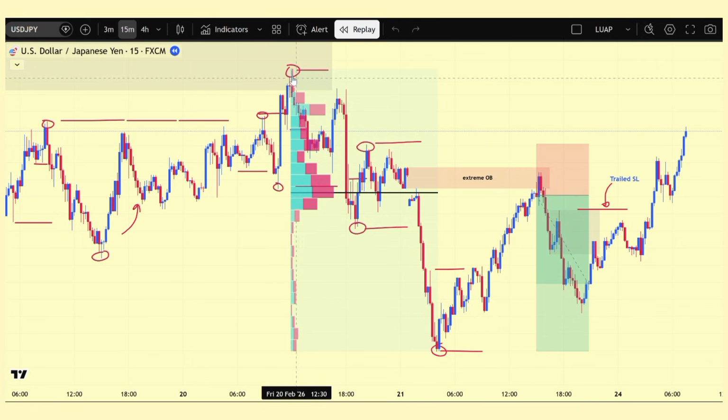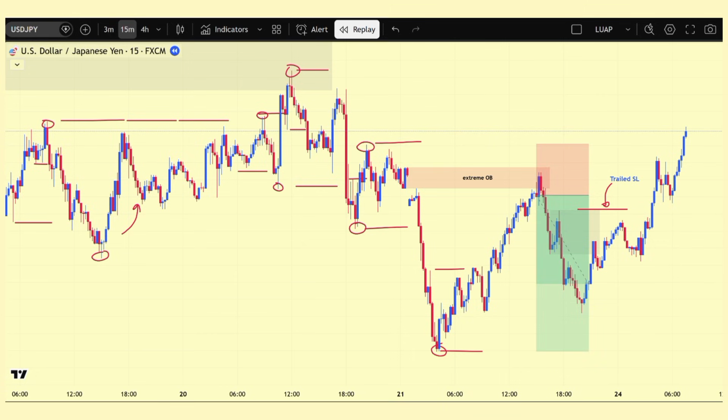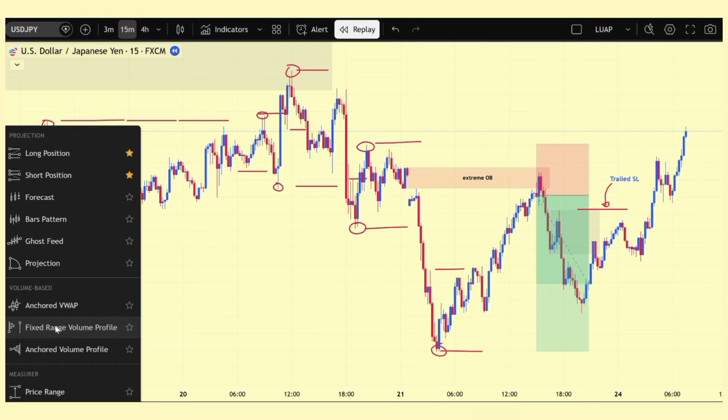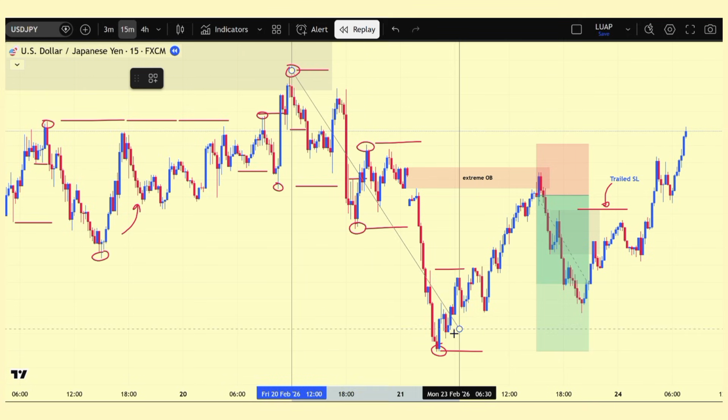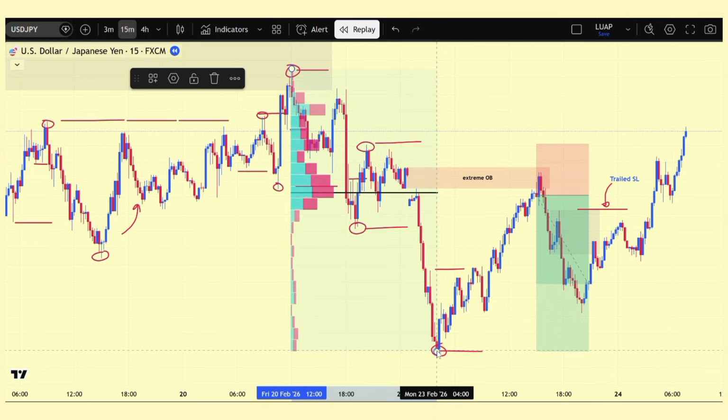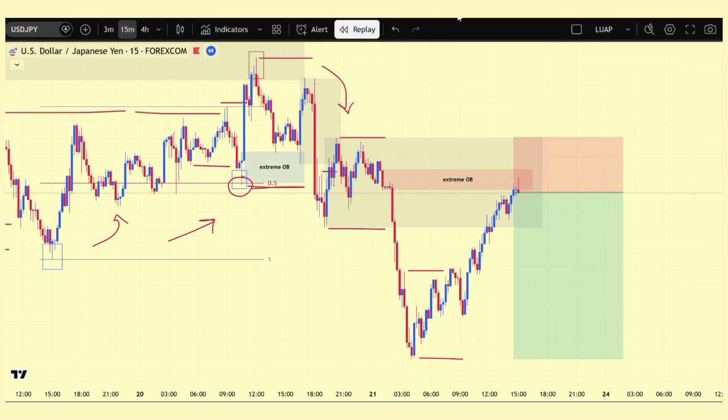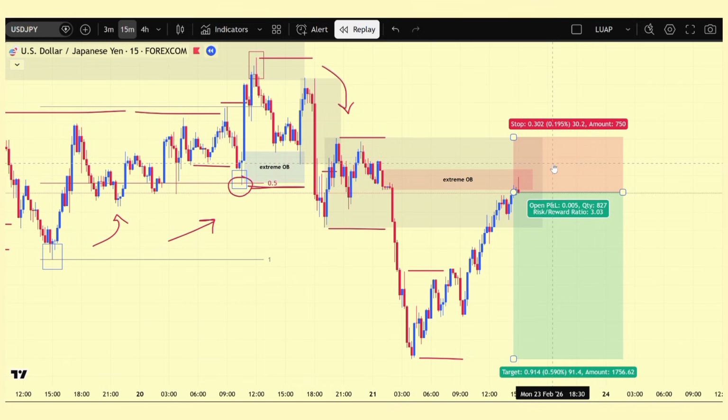You can clearly see that if I am to drag this fixed range volume profile, of course you can drag it from here, but I wanted to see from the previous range all the way to this area, you can clearly see that this here was the area where the selling volume was high, and that actually gave me an extra confirmation and also extra conviction or confidence.